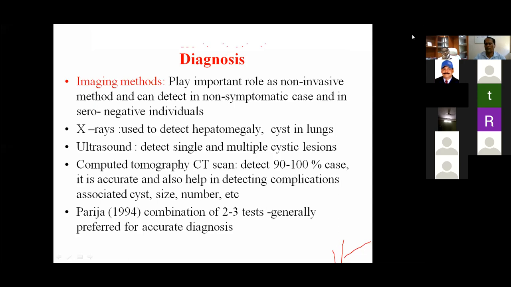These cysts are found through x-ray in liver and lungs. Ultrasound, we can detect that there is a single cyst or multiple cystic lesions. Computer tomography, it is 90 to 100% effective. It is accurate. And it also helps in detecting the complication, whether the cyst is attached to which organ, what is the size, number, etc.